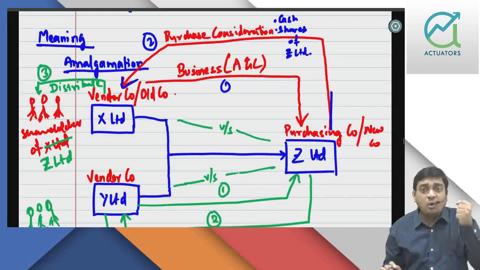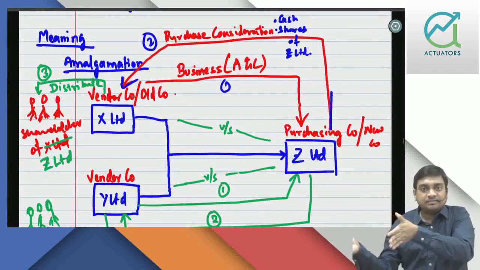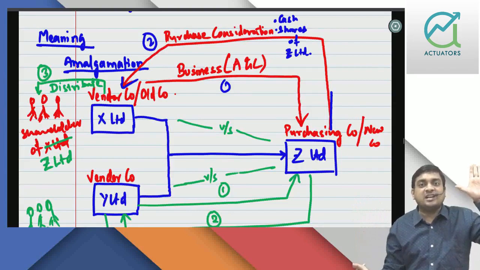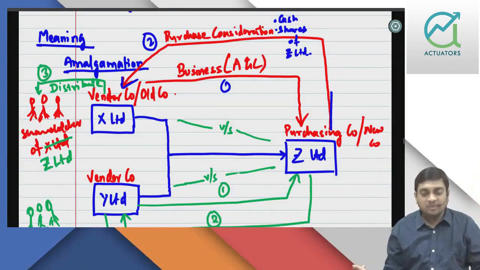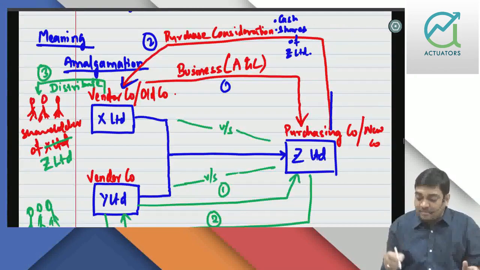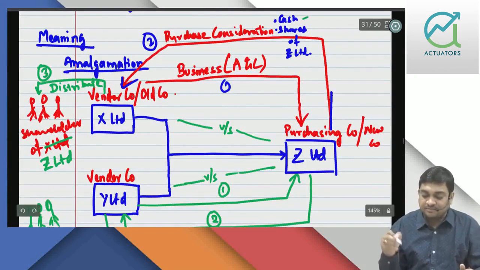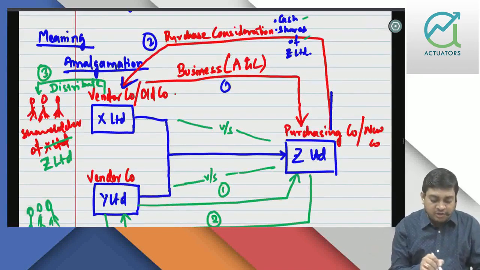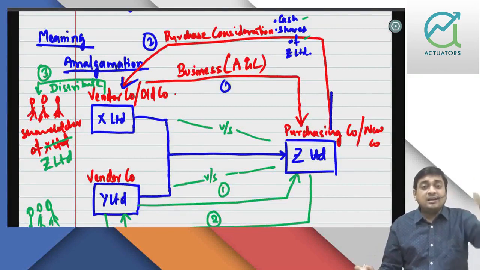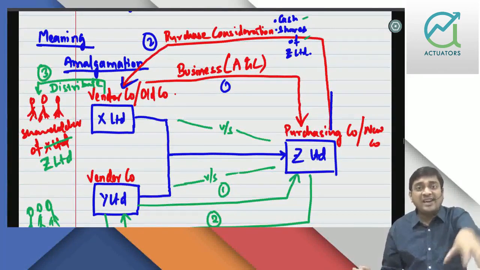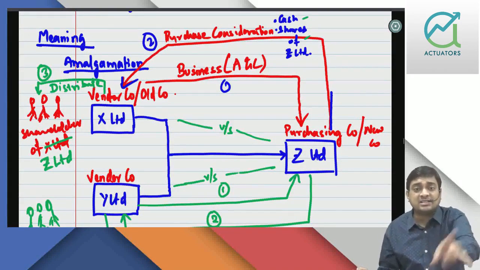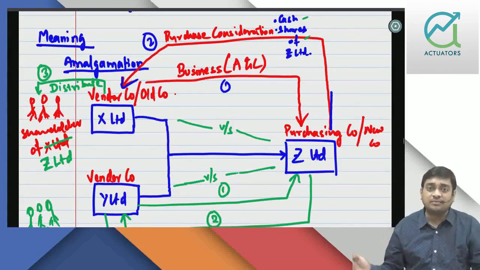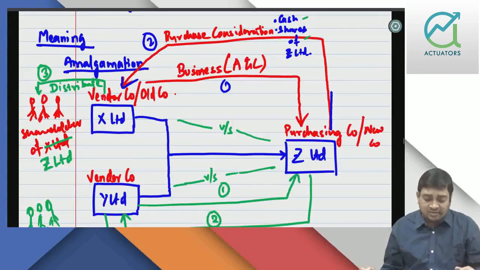Now shareholder of these old company, they need something because their assets have been sold to someone. Right, my assets are with Z Limited and I have share certificate of X Limited. Not possible. I need share certificate of Z. So in purchase consideration, Z can give cash or shares of its own company, which will be distributed to the shareholder of X Limited. So automatically, the shareholder who was the owner of X Limited, now X Limited is no more in existence, will become shareholder of Z Limited as a result of this amalgamation.